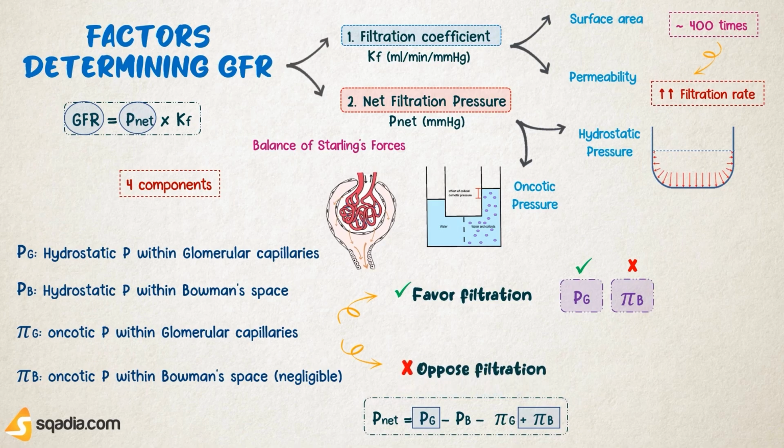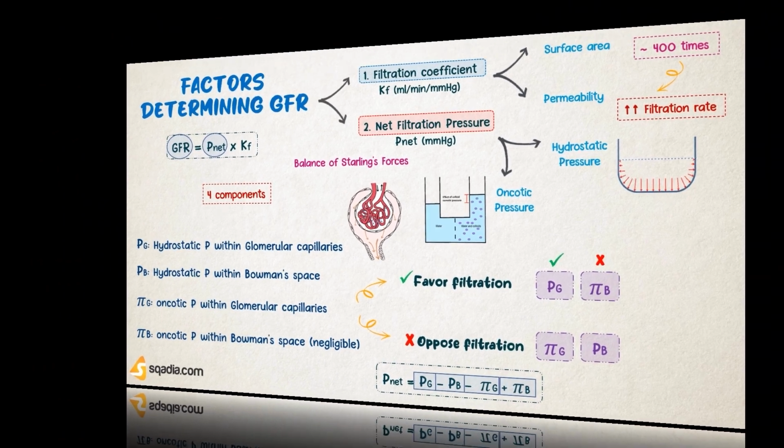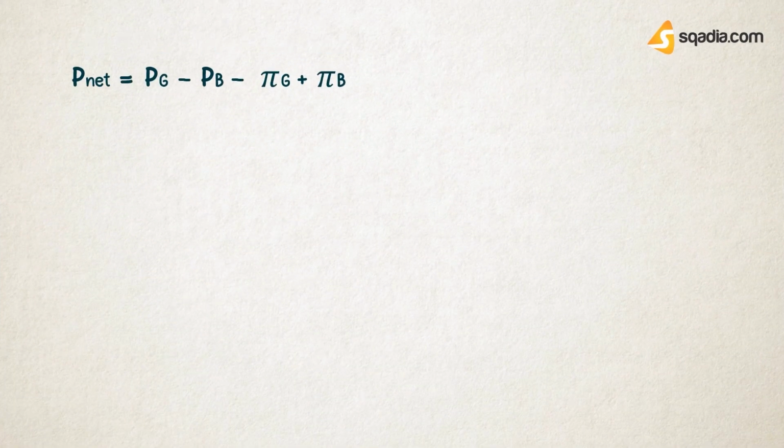Conversely, the pressure components which tend to oppose the filtration are the oncotic pressure within the glomerulus, and this oncotic pressure actually tends to pull the fluid from Bowman space into the glomerular capillaries. And then also the hydrostatic pressure in the Bowman space, which tends to push the fluid from the Bowman space into the glomerular capillaries, which means that they are actually opposing the filtration. So the net filtration pressure can be determined by the magnitudes of each of these individual pressure components.